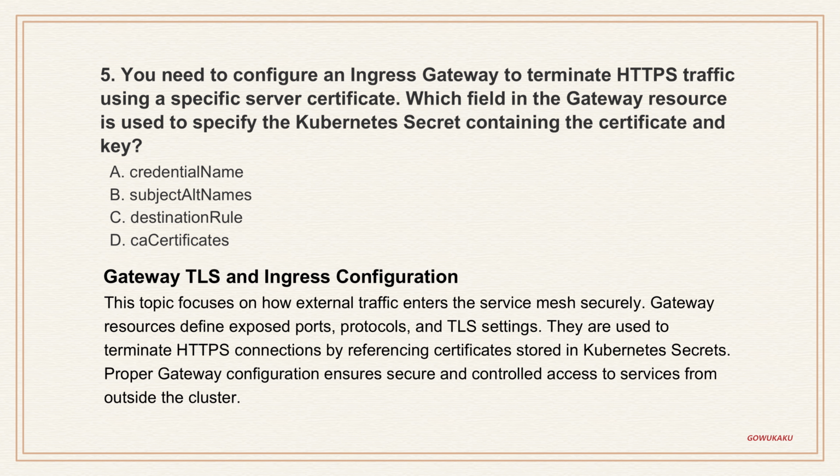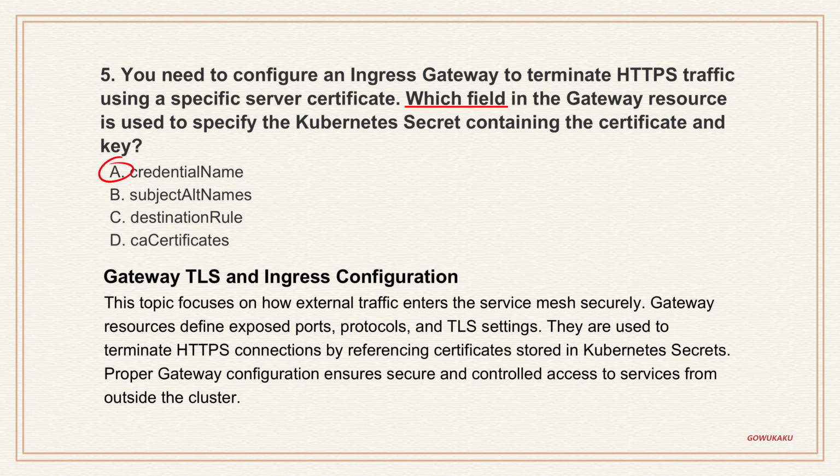And that handshake needs to be secure. So if I'm terminating HTTPS at the gateway, I need to give it my TLS certificate and my private key. Of course. How does the gateway configuration know where to find those credentials? You specify the location using the credential name field inside the gateway resource itself. Credential name. Yep. That field points directly to the name of the Kubernetes secret that holds the TLS cert and the key. It's the secure link between that external connection and the crypto material it needs.